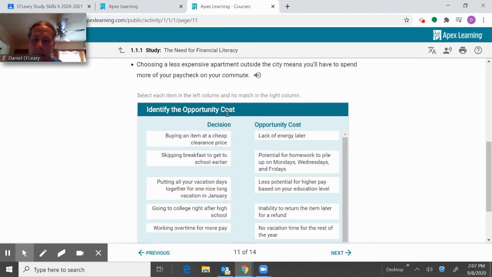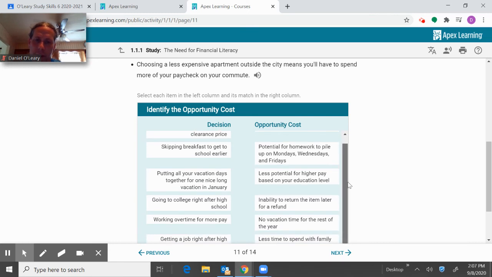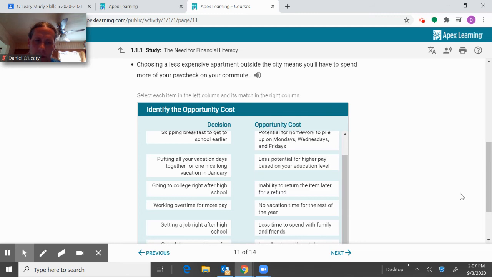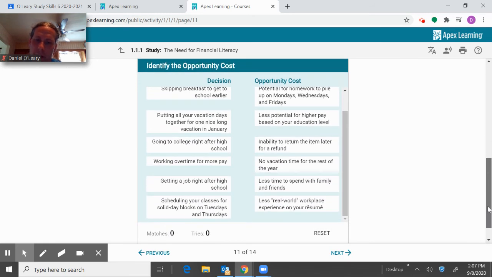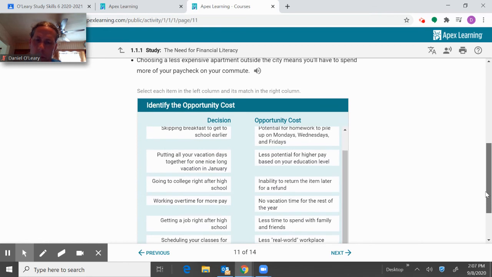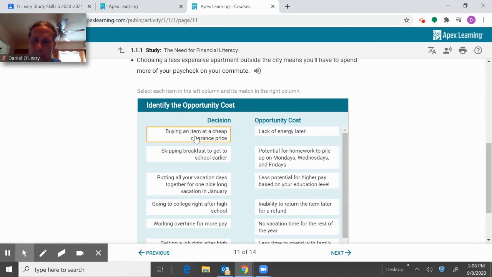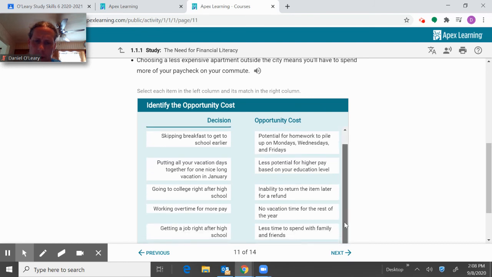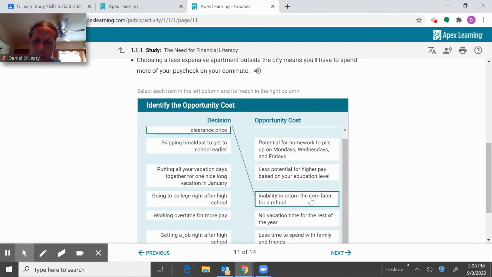Select each item in the left column and match it in the right column. Buying an item at a cheap clearance price. What's the opportunity cost? Is that going to be lack of energy later? Potential for homework to pile up? Less potential for higher pay? Inability to return the item later for a refund? No vacation time for the rest of the year? Less time to spend with your family, less real world workplace. Okay, so I'm thinking if you buy an item at a cheap clearance price, inability to return it. So that's correct. But you would want to decide on these other ones and then connecting them to which, what's the opportunity cost on the right.